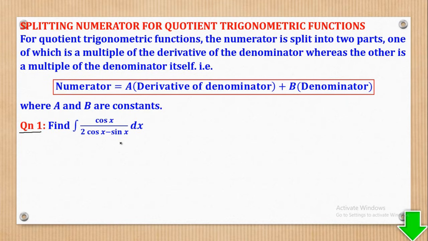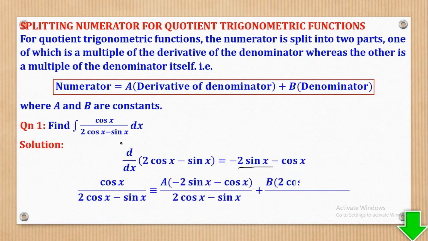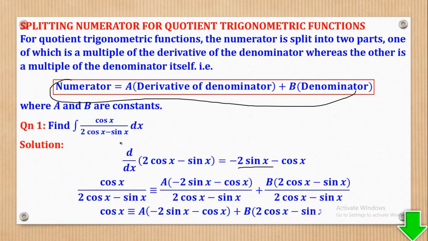So question 1 says find this integral. The first thing to do is to get the derivative. So the derivative of that is this. Next, you can either choose to skip this step or to write it, but our interest is the step of equating the numerator, which is here. So this is the step of interest, whereby this is the derivative and this is the denominator.